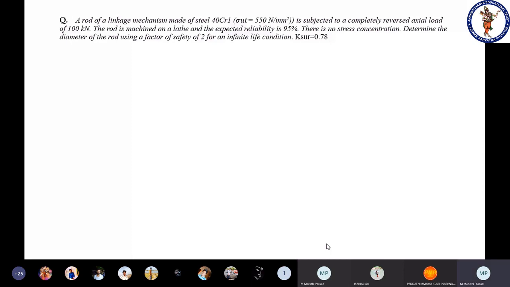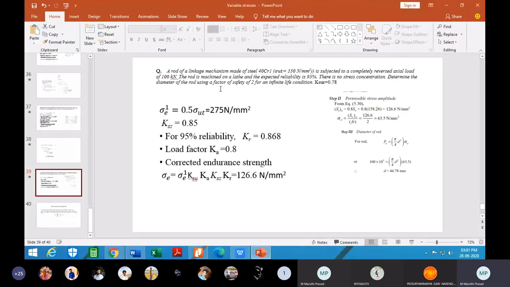You need to get the corrected endurance strength. From the corrected endurance strength, you need to calculate the allowable strength. That allowable strength will be equated with the resistance offered by the particular machine member. Then you can get the unknown diameter of that shaft. So you make an attempt at your home. This is the problem for homework.